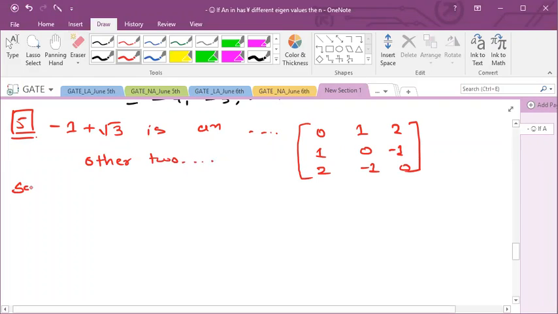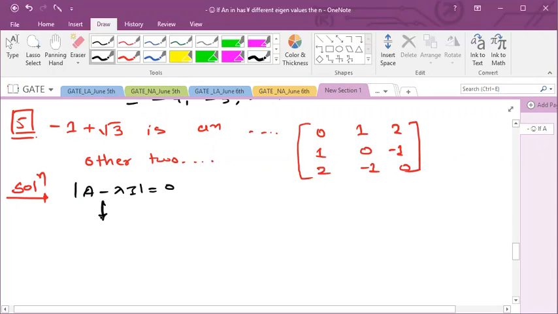Definitely any 3 by 3 matrix can have 3 eigenvalues, right? One eigenvalue is given to you. How can we find the other two eigenvalues? Tell me, students. I can find this if I directly use the method determinant of A minus lambda I, but definitely it is going to be tough.